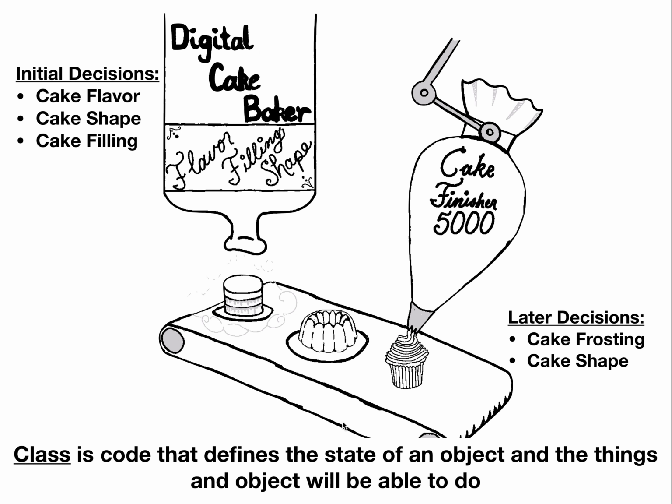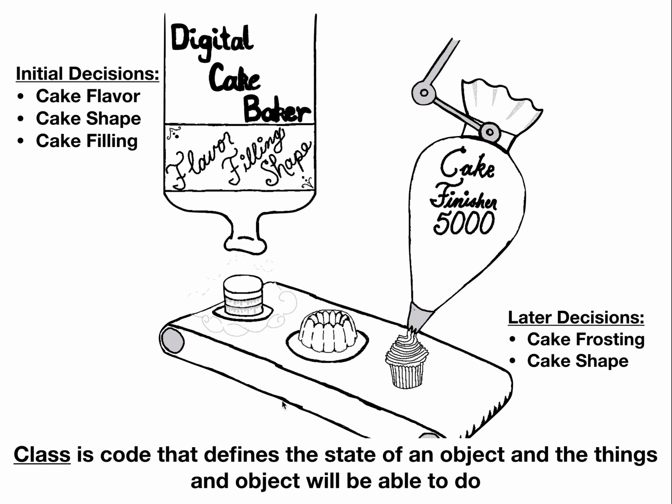The first thing we have to introduce is really a class. A class is code that defines the state of an object and the things an object will be able to do. In this example, our class is cakes. A chocolate cake and a vanilla cake are two distinct objects, but they have two different states, the state of one cake being vanilla and the state of the other cake being chocolate.